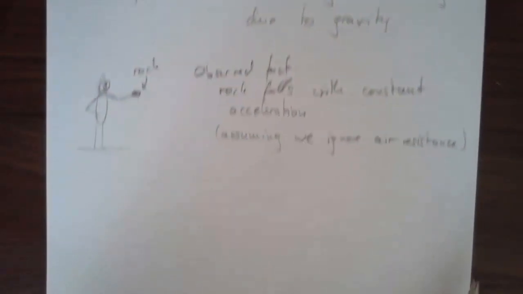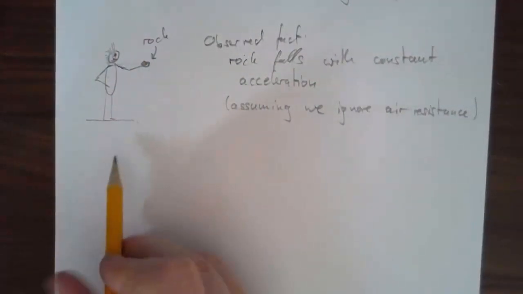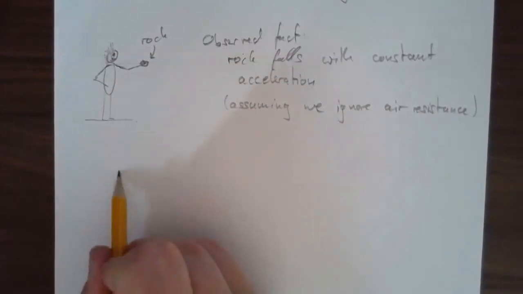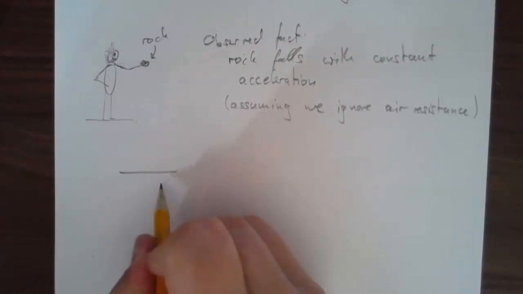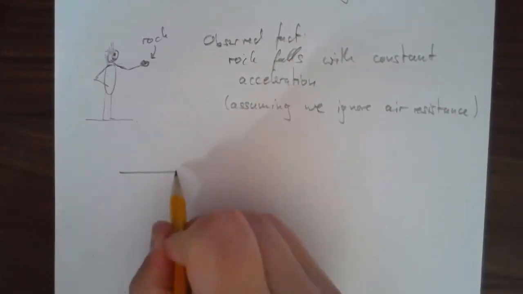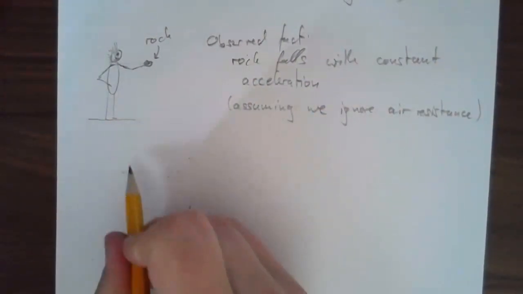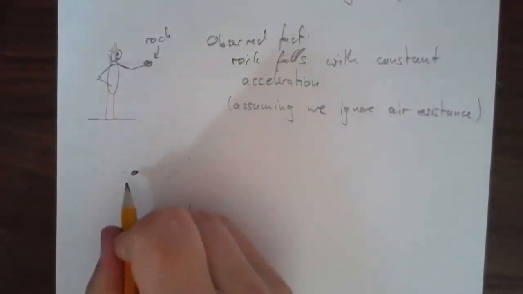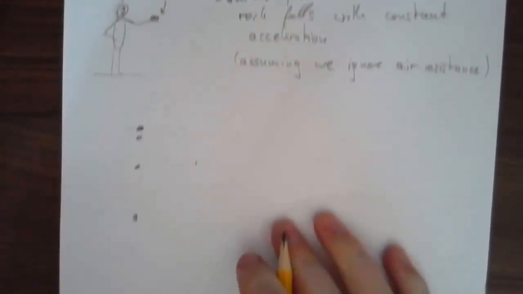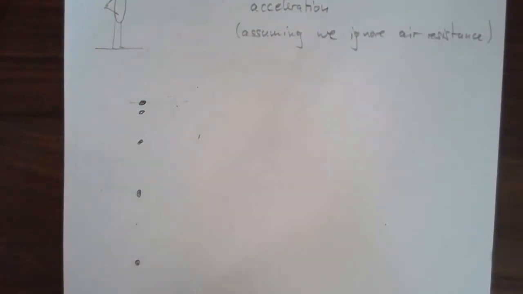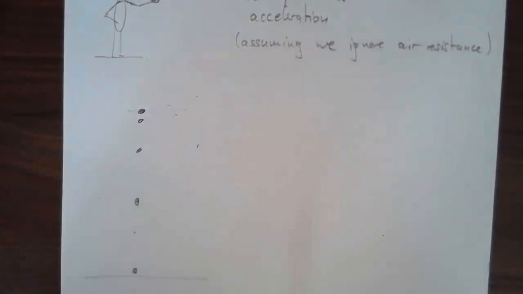So what does the rock look like as it falls? Now if you actually do this, you take a video, and as I said, you can do this. What you're going to get is something like this. Let's say this is my starting point. This is my rock. Now after a little bit, it's going to be here, then here, then here, then here, and maybe there's the ground. That's my motion diagram.